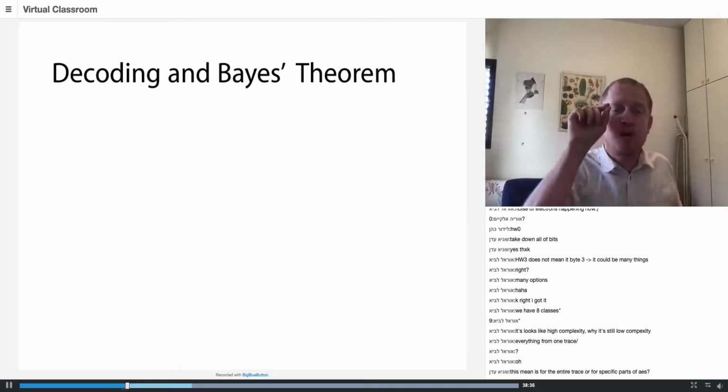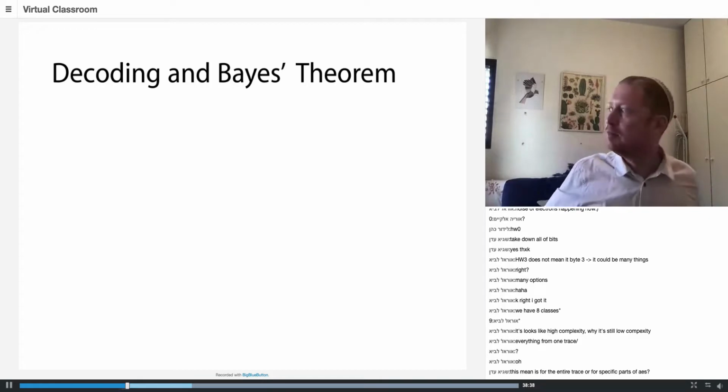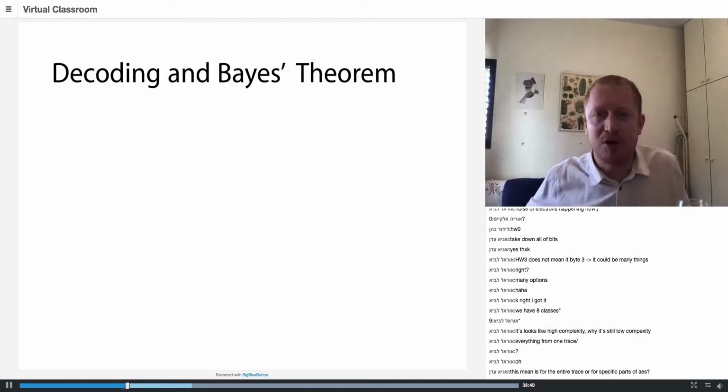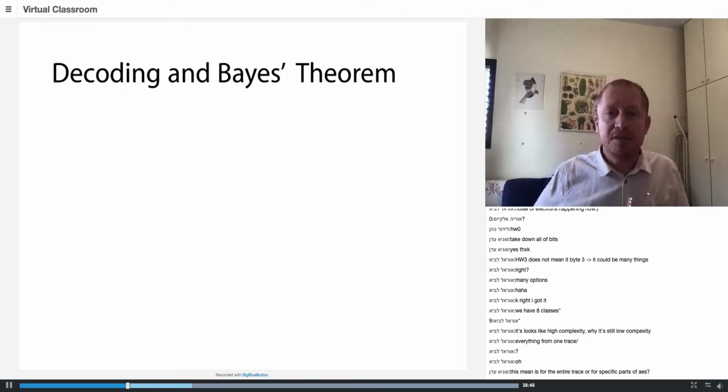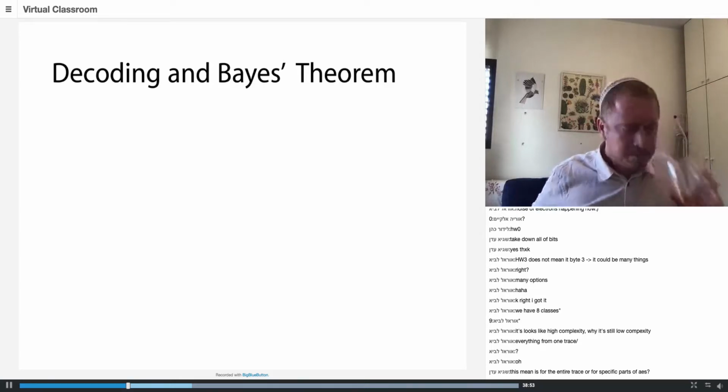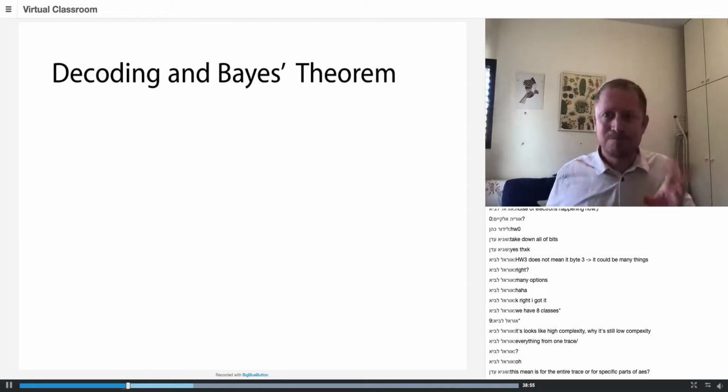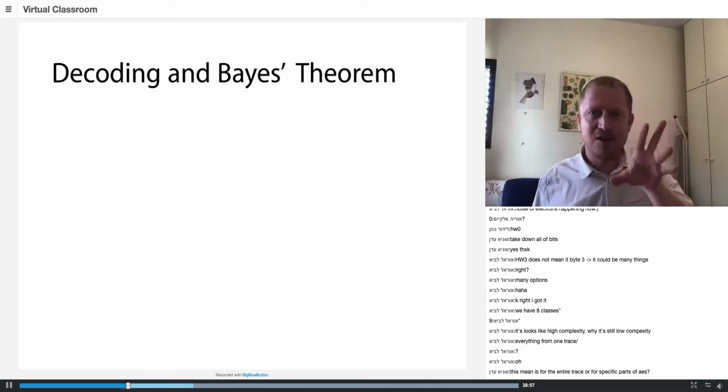So now I have one point, one power consumption, one interesting point, and I'm trying to figure out which of the classes 0 to 9 I measured. I'll do it first the simple and incorrect way, and then I'll add Bayes' theorem.